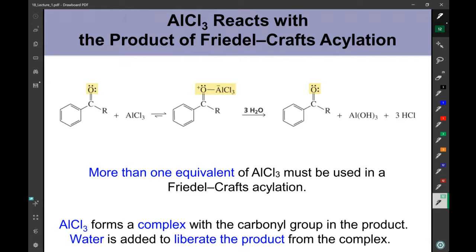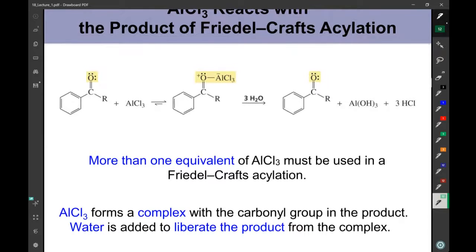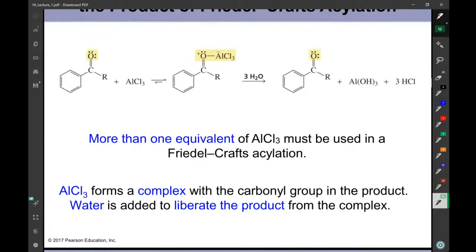Now, in the Friedel-Crafts acylation, like I said, the aluminum chloride sometimes reacts with the product. In order to make sure the reaction proceeds cleanly, more than one equivalent of the aluminum chloride is usually used, because the aluminum chloride forms a complex with the carbonyl group in the product. But once water is added to the reaction product, it liberates the aluminum chloride. This is just for your information. I will never ask you what happens to the aluminum chloride or stuff like that.